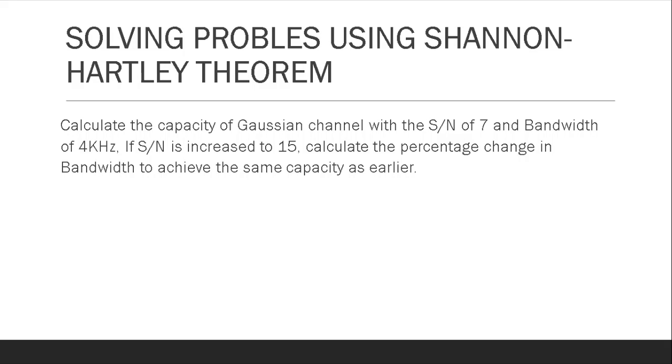In this slide, we will be tackling how to solve the Shannon-Hartley theorem. The sample problem given here is: calculate the capacity of a Gaussian channel with the S over N of 7 and bandwidth of 4 kHz. If S over N is increased to 15, calculate the percentage change in bandwidth to achieve the same capacity as earlier.